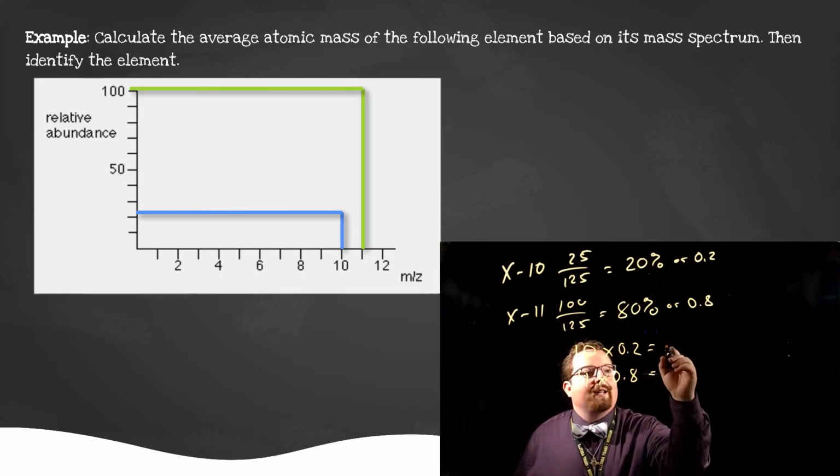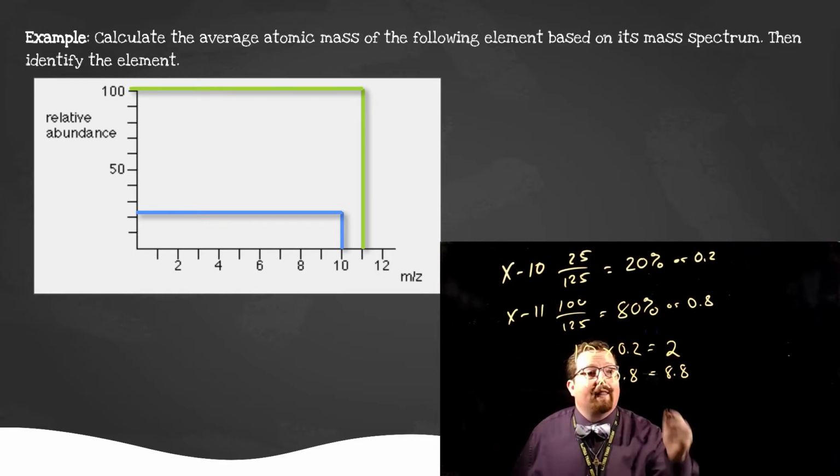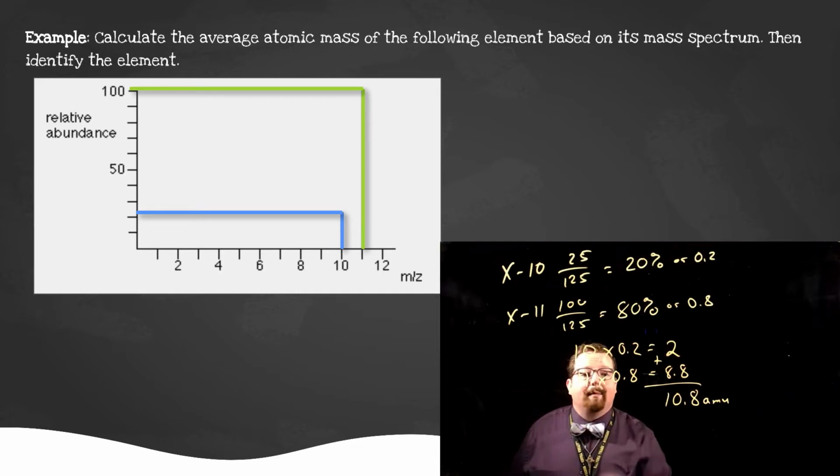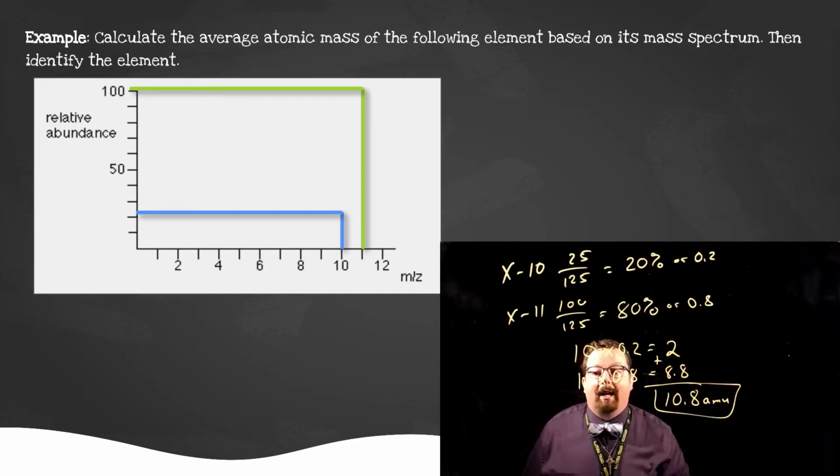and find those products, which gives us 2 and 8.8. Then you add those products up and you get 10.8. So the average atomic mass of this element is 10.8 AMU.